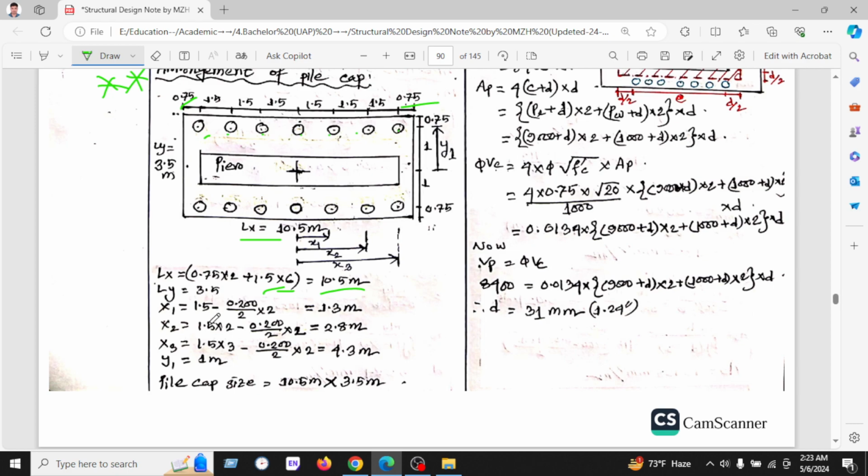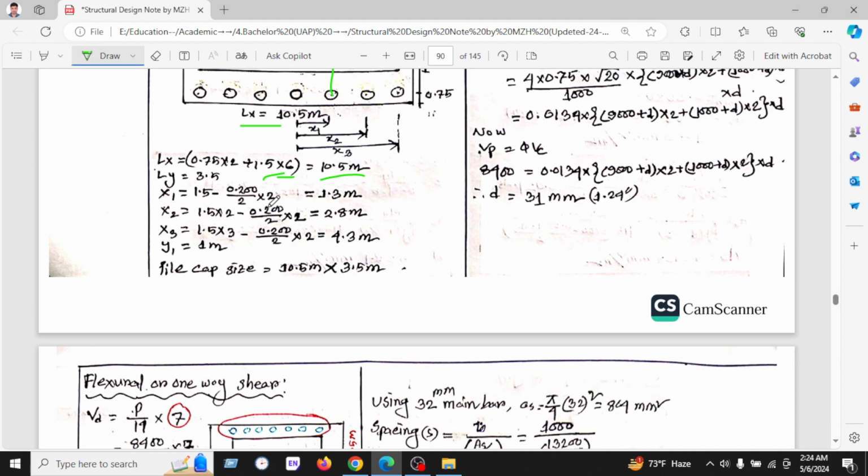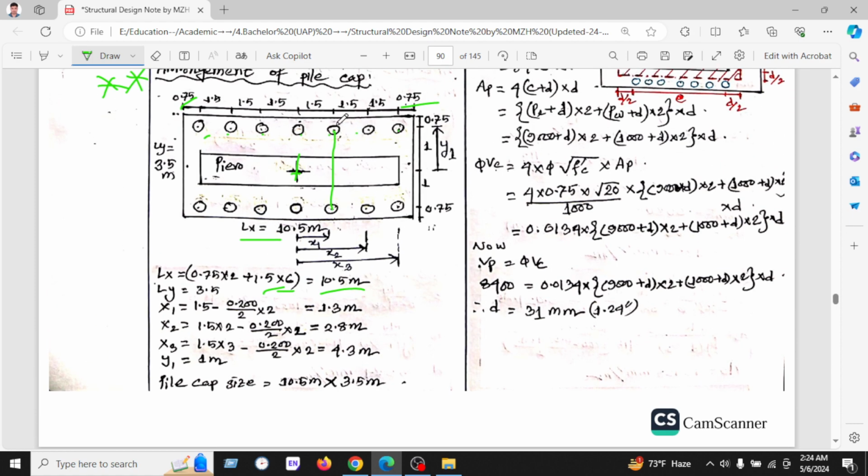Okay, so X1, this is the CG. X1 is the first pile distance from CG, which is 1.5 minus 0.202, where 200 is the pile diameter, divided by 2 into 2. That's how we have got this distance X1.